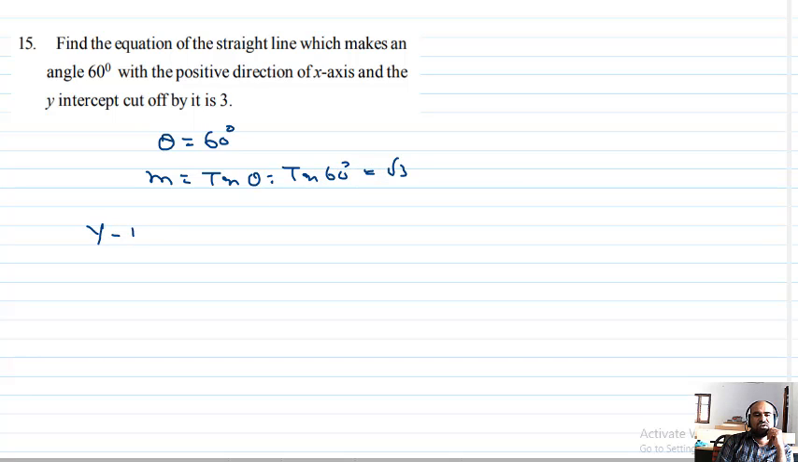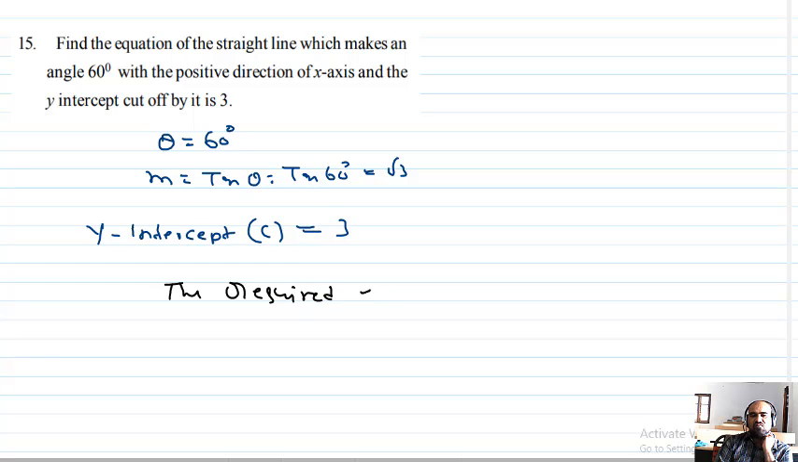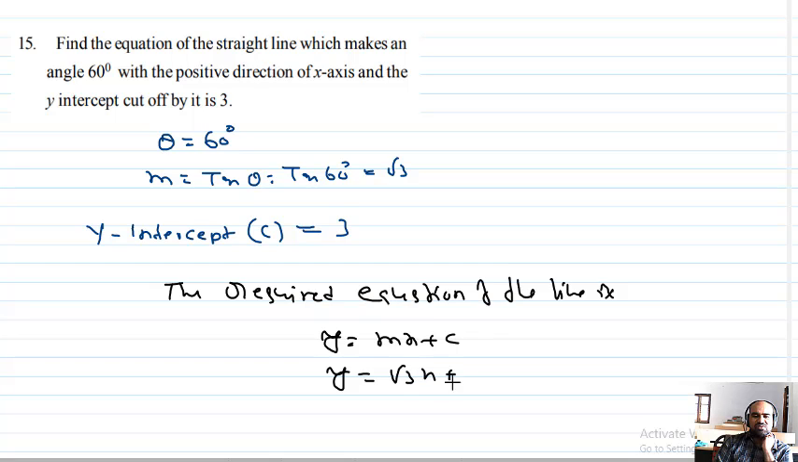Y-intercept c is given as 3. So, what is the required equation? It should have the form y equal to mx plus c only. The required equation of the line is y equal to mx plus c. Y equal to m means root 3 x, c means 3. That's all. This is the required line, or sometimes you can simplify: root 3 x minus y plus 3 equal to 0.